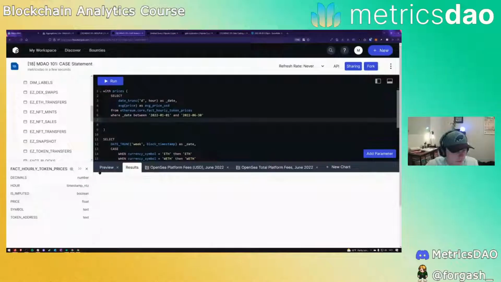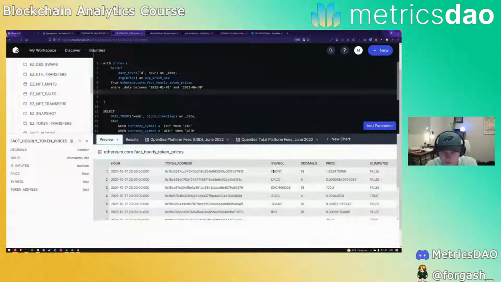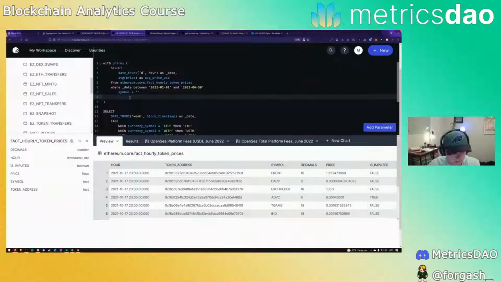Now, if we are to preview this, we see that this is for just about every ERC20 token in here. I don't even want to guess at how many of these we have. So obviously we don't want the average of all prices for each day. So we do also have to designate where symbol equals. Well, let's see what's in here.